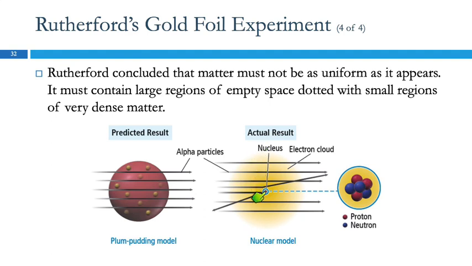So now we call this the nucleus, and we know that it contains protons and neutrons, and then the electrons are going around in this space, but it's mostly empty. So that's why most of those particles did go through. They didn't run into anything. But some of them ran into the nucleus, which is extremely massive, and so it bounced back.